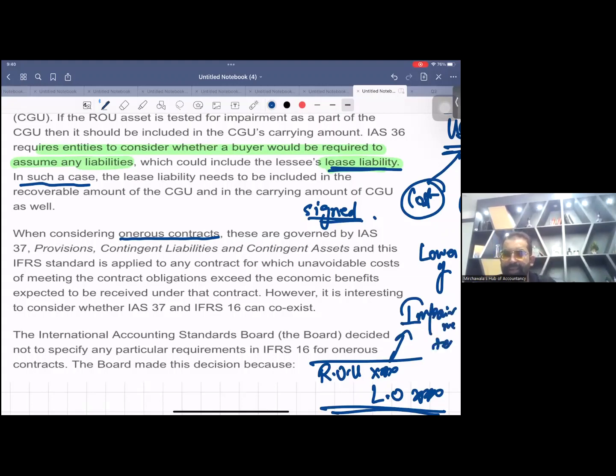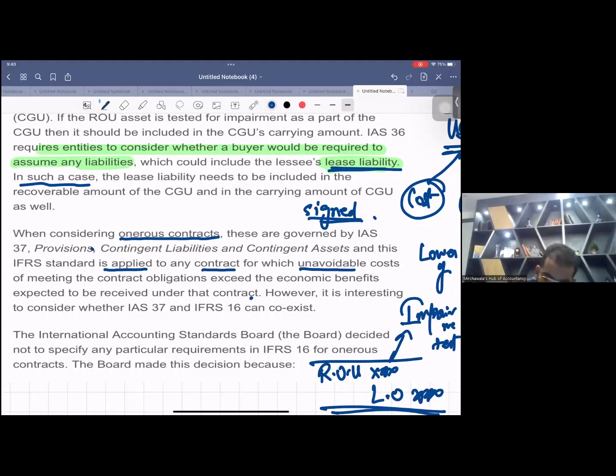Read it, please. Let's read it together. It's a very interesting topic. Don't sleep. When considering onerous contracts, these are governed by IAS 37, provisions, contingent liabilities and contingent assets. And this standard is applied to any contract for which the unavoidable cost of meeting the contract obligation exceeds the economic benefit expected to be recovered under the contract.